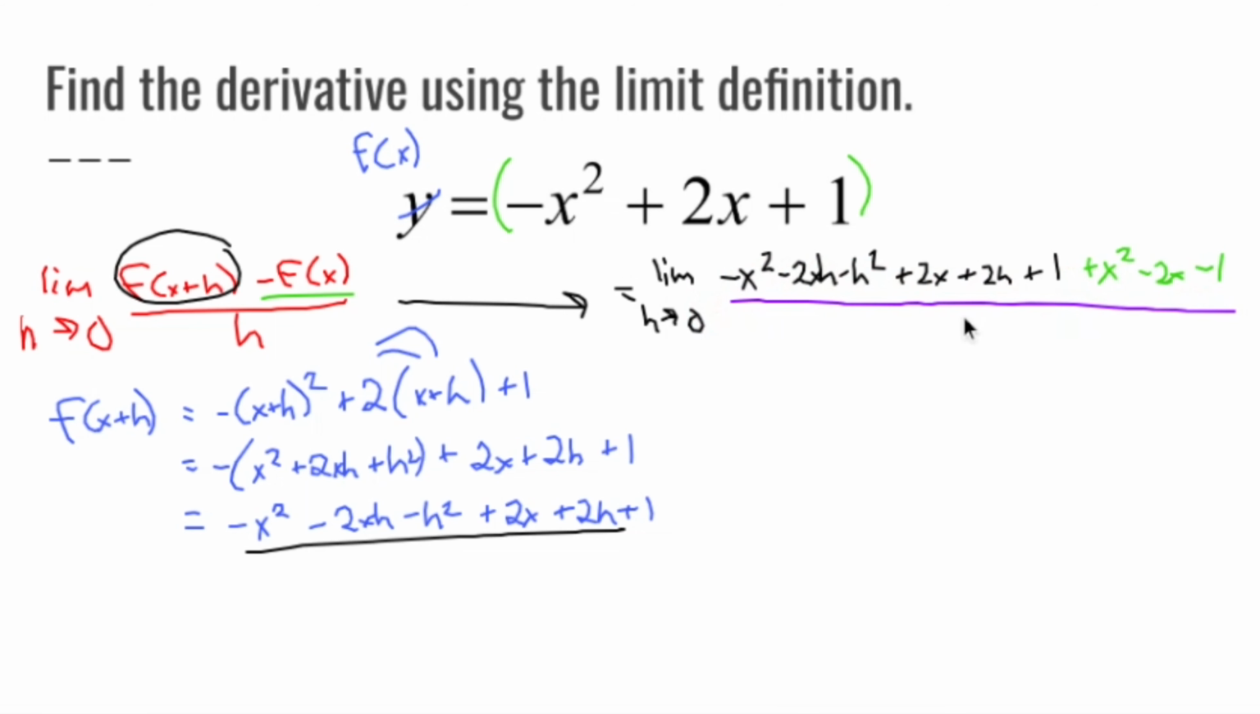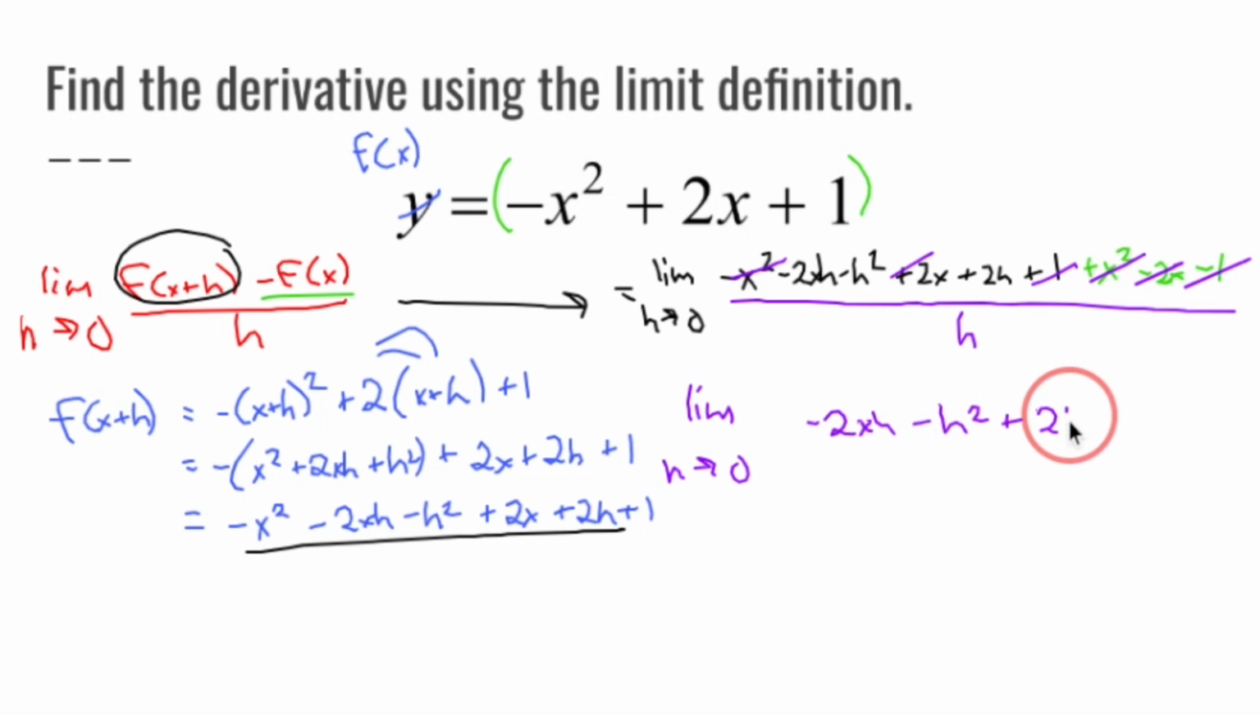First, I need to put this all over h. Negative x squared and x squared cancel out. You should expect this to happen when you do problems like this. What else cancels out? 2x and negative 2x, positive 1 and negative 1. So I now drop down the limit as h approaches 0 of negative 2xh minus h squared plus 2h.